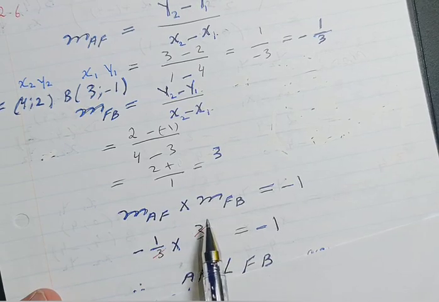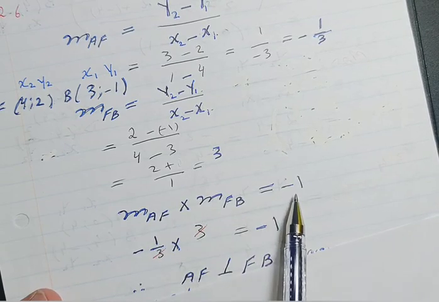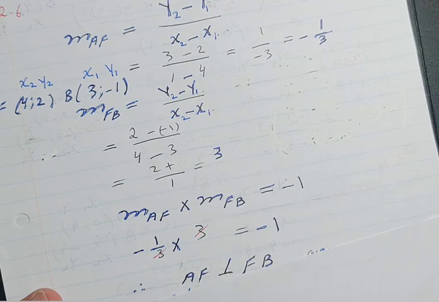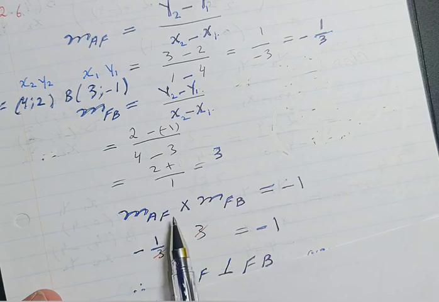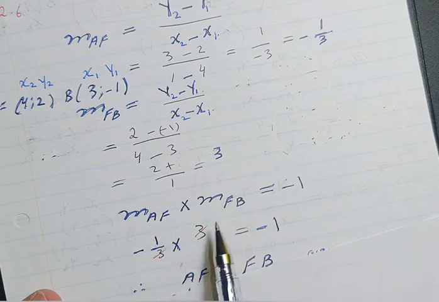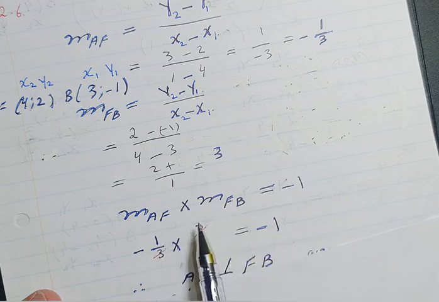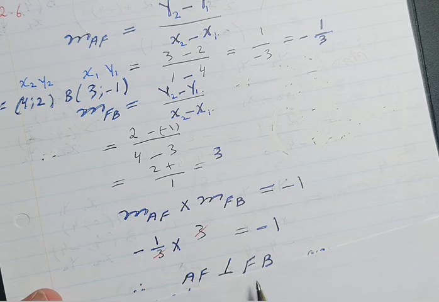Now both gradients I must multiply, and the answer must be equal to negative 1. If the answer is equal to negative 1, then it means AF is perpendicular to FB, otherwise not. So the gradient between AF I got negative 1 over 3, and FB I got 3, and 3 cancel, negative 1 is equal to negative 1. So the left hand side is equal to the right hand side. I multiply these two gradients, and the answer comes negative 1. So therefore AF is perpendicular to FB.